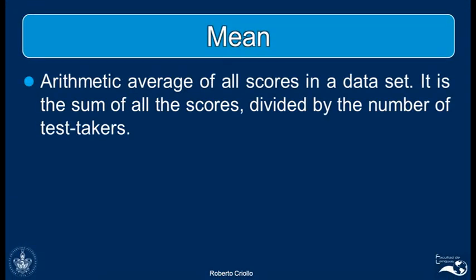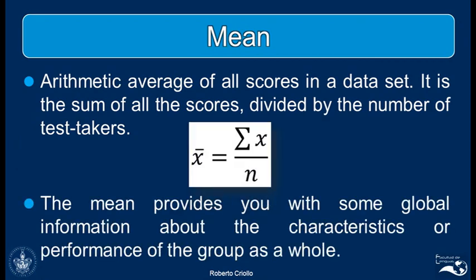The mean can be defined as the arithmetic average of all scores in a dataset. It is the sum of all the scores divided by the number of test takers. And this is the mathematical formula here. This is the symbol of the mean, and it's the result of the sum of all of the different scores divided by the number of people in your sample.